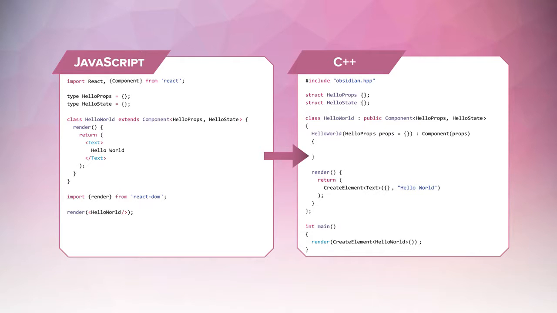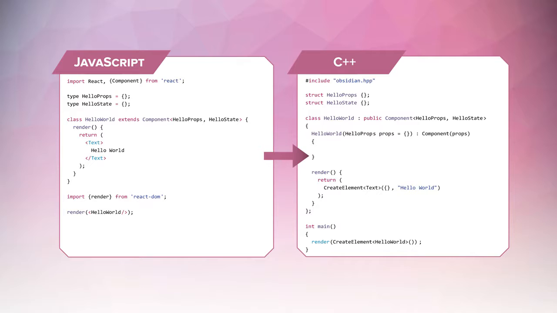Obsidian is semantically equivalent to React or React-like libraries like Inferno or Preact. You construct a class, and that class extends our component base class. And from there, you're able to work with reactive programming paradigms.